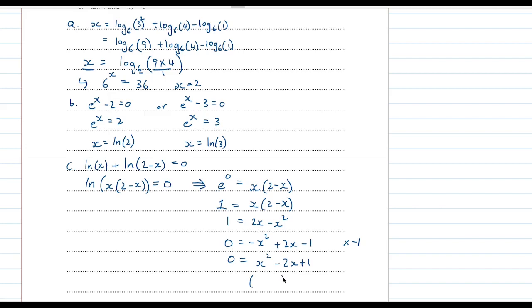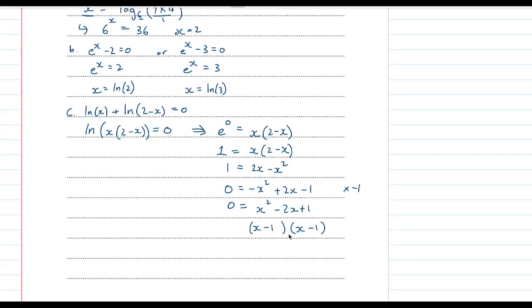Now we can factorize this to become x minus 1 and x minus 1. So because minus 1 and minus 1 add to give us negative 2, and minus 1 times minus 1 gives us positive 1. So from here, we know that because this equals 0, x minus 1 has to equal 0 by the null factor. So x equals 1.